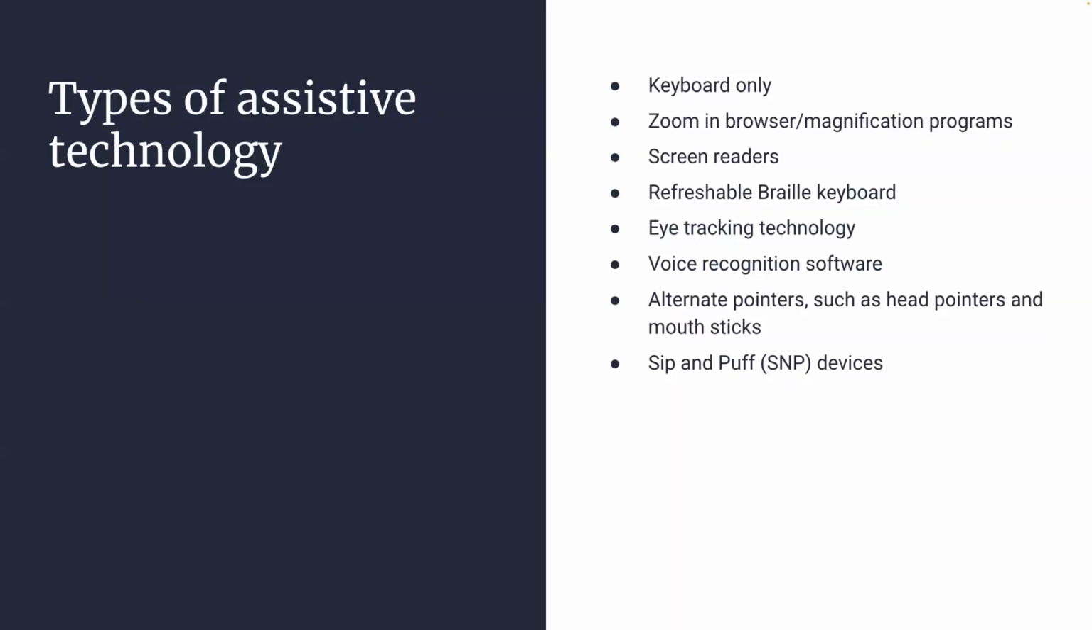Now, a head pointer is a long wand-like stylus that allows a user to use touch screens through head movements. And similarly, a mouth stick is a wand operated by the mouth that allows a user to type on a keyboard or use a touchscreen. They also use sip and puff or SNP devices. An SNP is a special straw or tube that allows users to input different types of commands directly into a device by either sipping or sucking in, or puffing or breathing out.